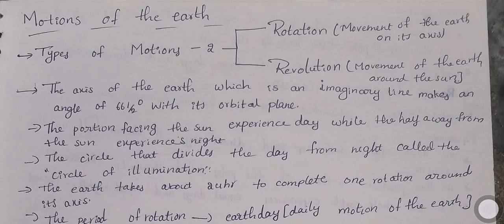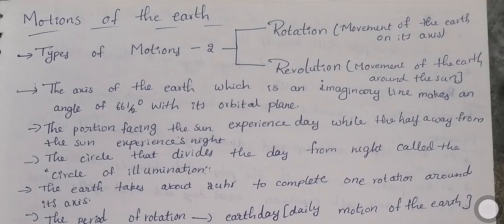In this video, we will start the third chapter of the Geography NCERT 6th class, that is the motions of the earth. In this, there are two types of motions, that is rotation and revolution. Rotation is the movement of the earth on its own axis. Axis means it is an imaginary line which connects the North Pole and South Pole. You already saw it.